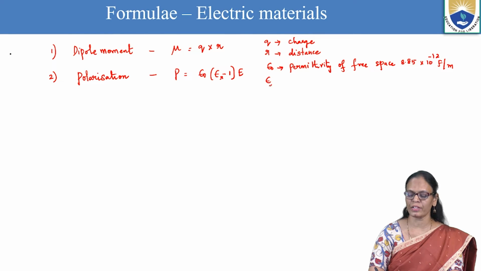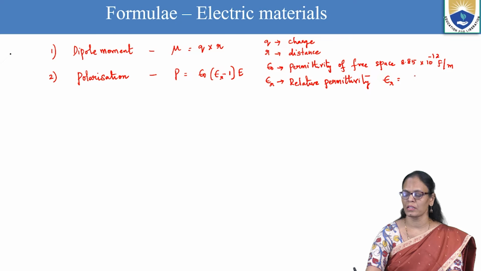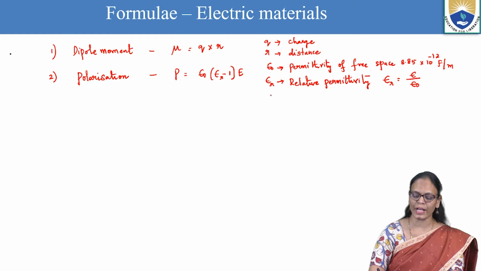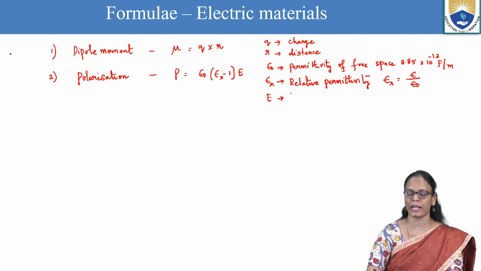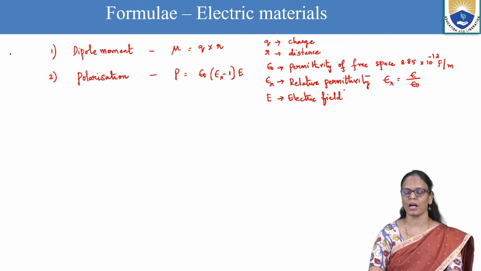And epsilon R here is the relative permittivity. So how do we get the value of epsilon R? Epsilon R is given by the ratio of epsilon to epsilon naught. Epsilon is the permittivity of the medium and epsilon naught is the permittivity of free space. And E here represents the applied electric field. E is the electric field because of which the polarization occurs.